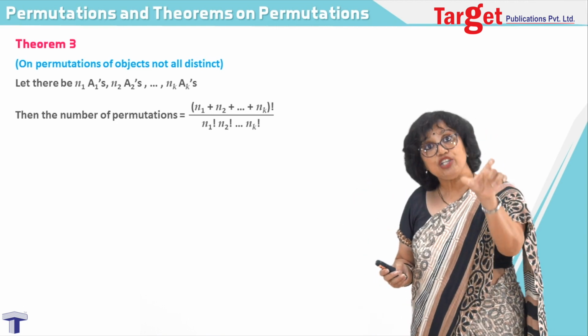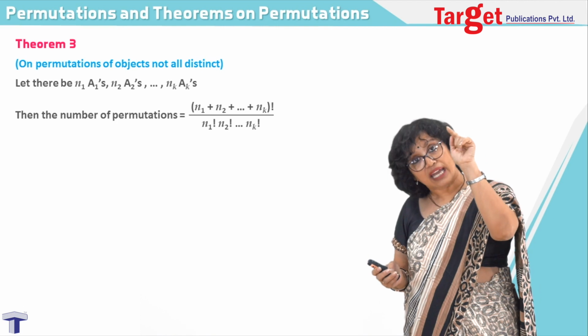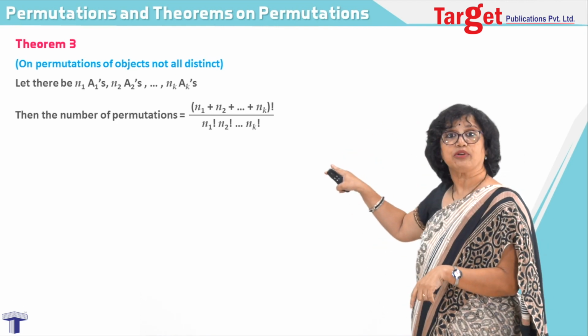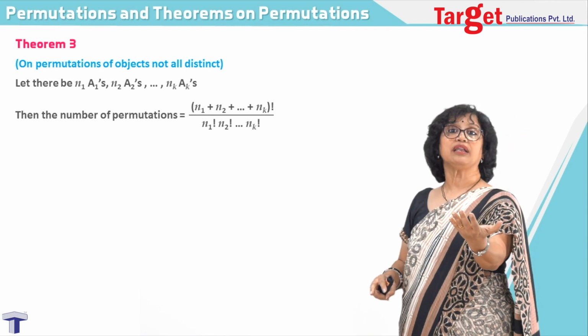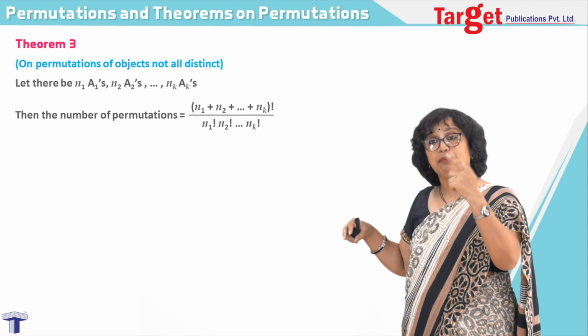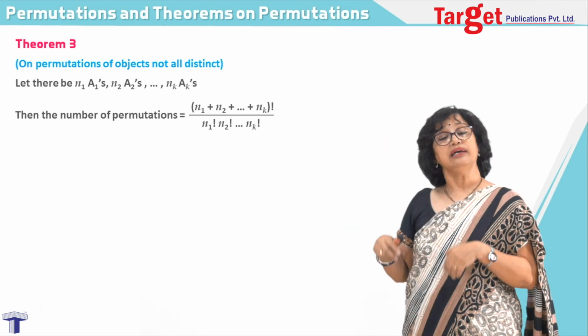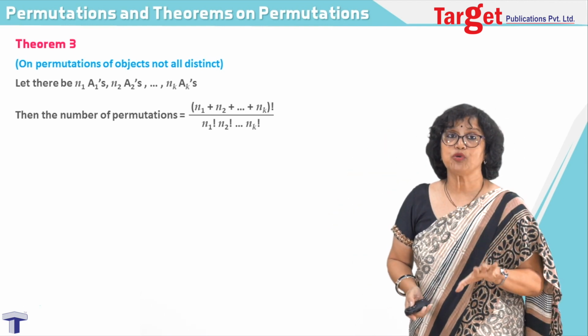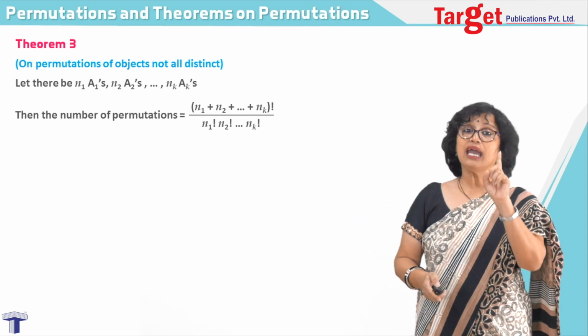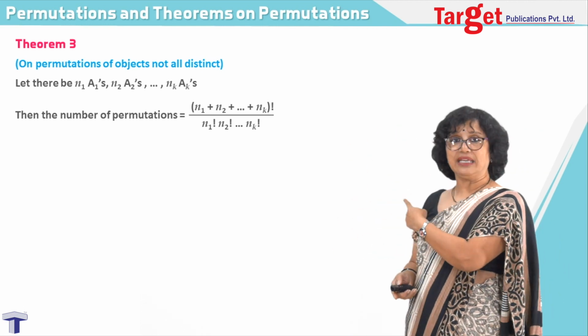Since each arrangement wherever a1s are there gets repeated, we need to divide by n1 factorial. Similarly, wherever a2s are repeating, again arrangements are repeated, so we'll have to divide by n2 factorial and so on. So my final answer should be (n1 + n2 + n3 + ... + nk) factorial whole divided by n1 factorial, n2 factorial up to nk factorial.